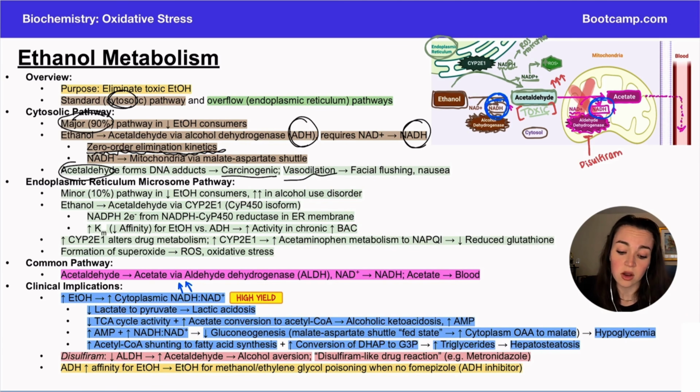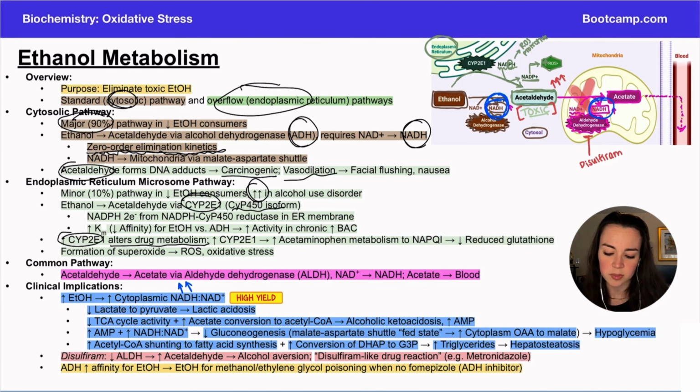However, there was also an overflow pathway that happened in the endoplasmic reticulum. The enzyme that mediates this pathway is the cytochrome P450 isoform CYP2E1. It also participates in the degradation of acetaminophen into a toxic metabolite, NAPQI, which is hepatotoxic. And this CYP2E1 activity also increases reactive oxygen species and puts the body under oxidative stress.